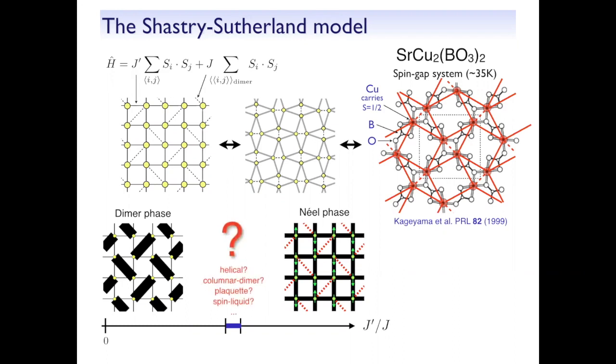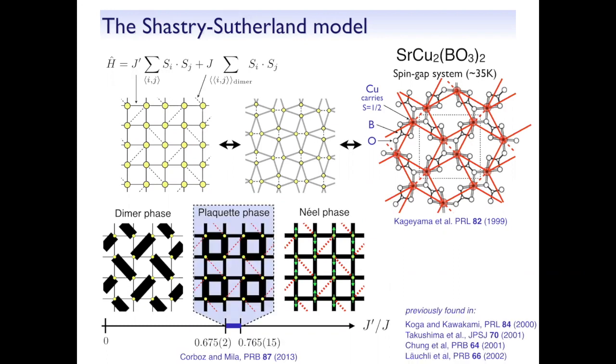And then in between, as we heard in Sarah's talk, there have been several predictions for intermediate phases. And a few years back, together with Philippe, we were able to show that this intermediate phase is a plaquette phase, right? So this is a non-magnetic phase, which breaks the translational symmetries and where strong bonds are formed around such plaquettes.